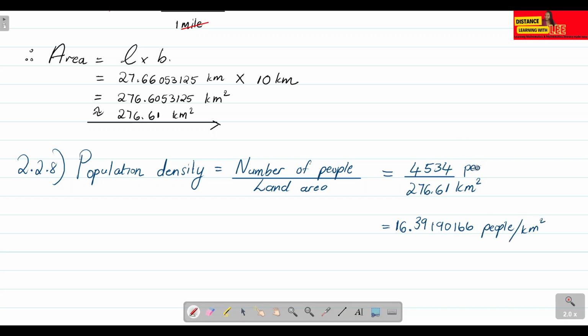That's the number of people. However, guys, you can't have 16.39 people. You cannot. So I'll just say the answer in the memo is just 16.39 people per kilometer squared. However, you can't have 16.39 people. So that's like 16 people per kilometers squared.